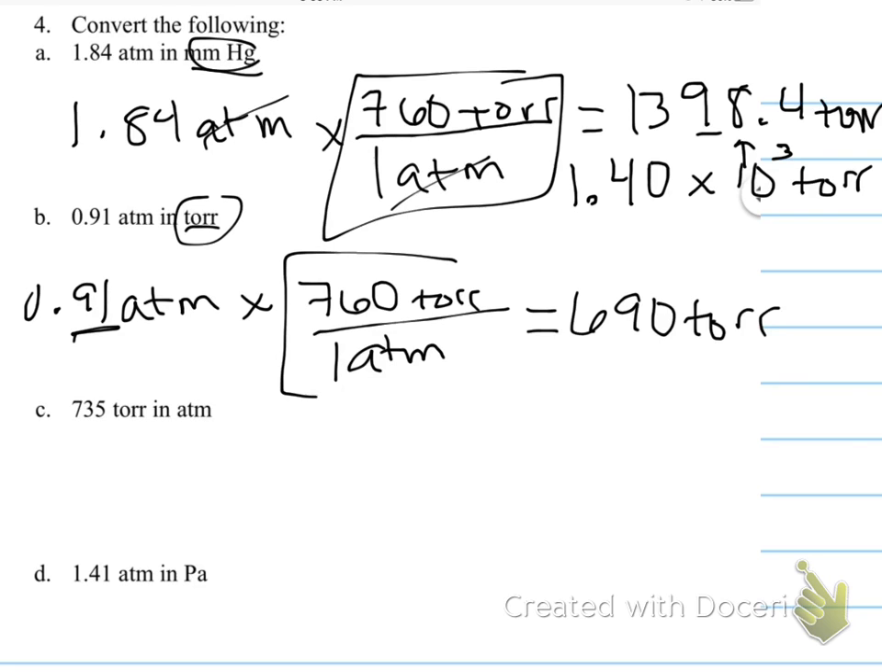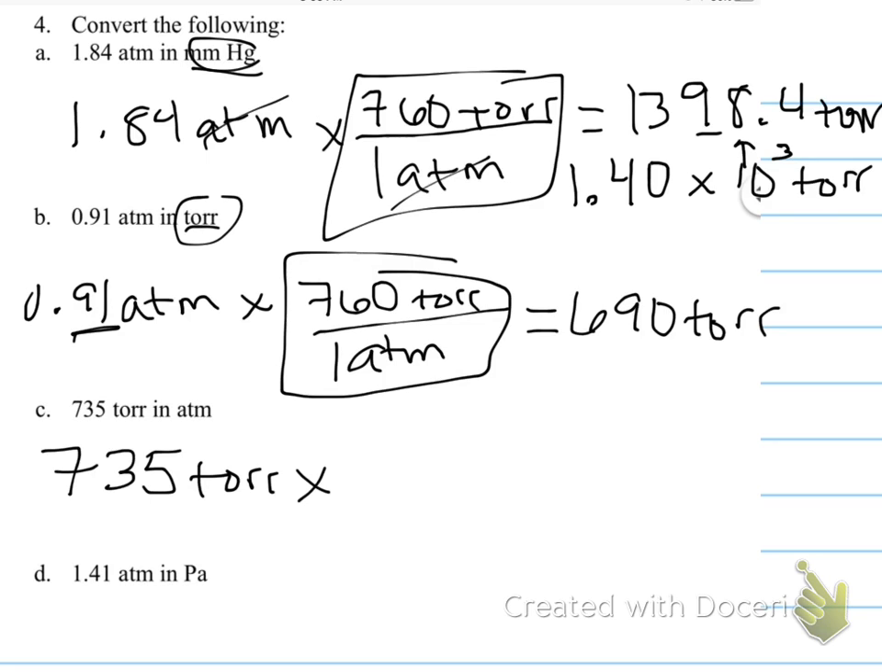2 because of the atmospheres here. The number of significant figures in your conversion factor does not matter. That's a definition. We say that there's exactly 760 torr in an atmosphere, so that is not going to limit us. It's just the data, the number that we're provided with in the beginning.